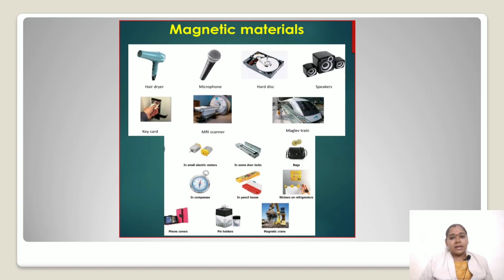Then the magnetic crane. A heavy-duty industrial crane uses electromagnets to lift and move scrap material. So magnetic materials are not just for science labs, they are integral to medical technology, transportation, data storage and household convenience. This highlights the versatility and importance of magnetism in modern life.